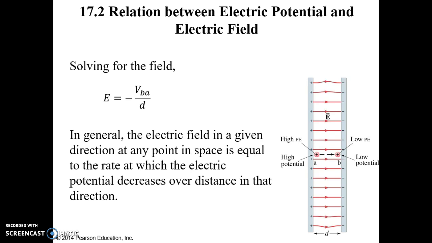Here's a third equation for electric field, but this equation is used for finding the electric field strength between parallel plates, which is negative potential difference divided by the distance between the plates. Another way I like to write this equation is potential difference, or voltage, equals negative ed.